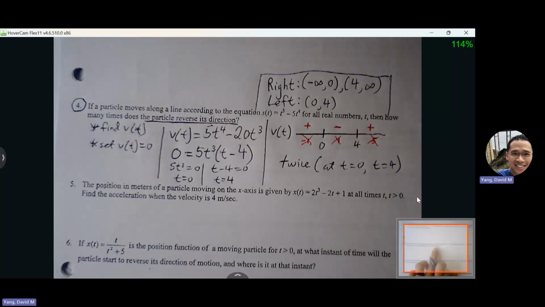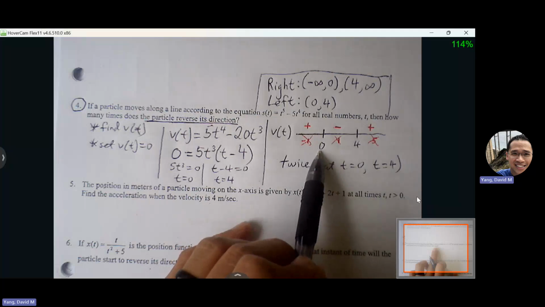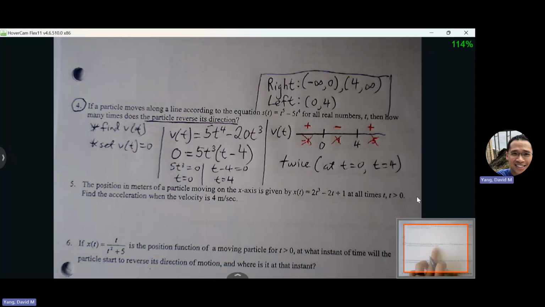So create your velocity sign line, choose numbers to test, indicate plus and minus. Plus means right, negative means left. And if there's a change in signs, that means there is a change in direction at that moment in time. If there's no change in sign, then no change in direction.